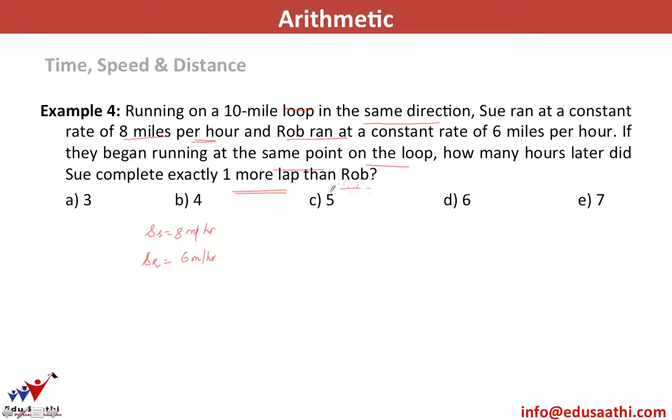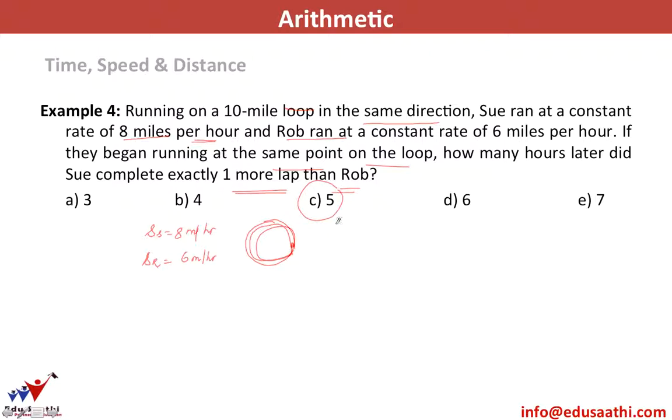more lap than Rob? That means after how much time Sue and Rob are at the same point such that the distance traveled by Sue is one more than the distance traveled by Rob. The total distance traveled by Sue from the beginning is one lap more. So what I can do is start with the answer options. I will always start with the middle value.